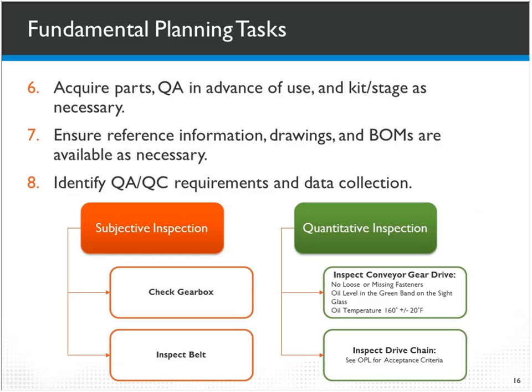and get all that detailed on the work order so that you know what to prepare, what to kit, what solvents are required, all that. And number 6 is to get all that together, QA it in advance, get everything kitted and staged to really achieve a high efficiency workforce.